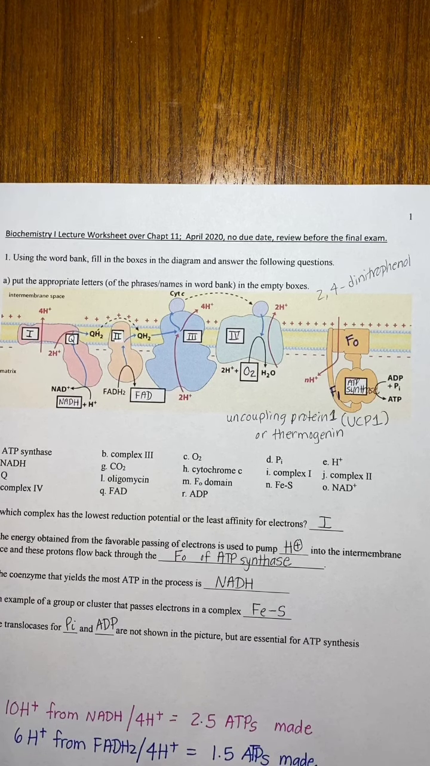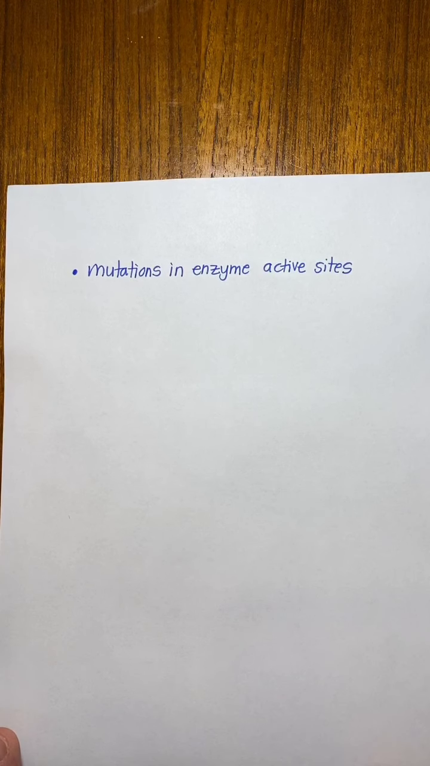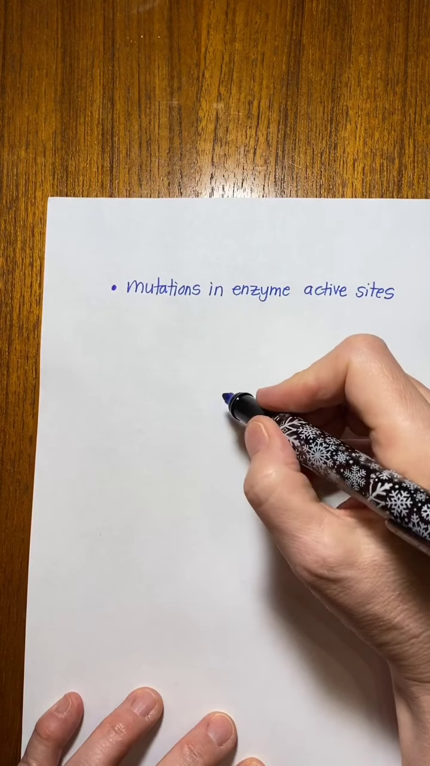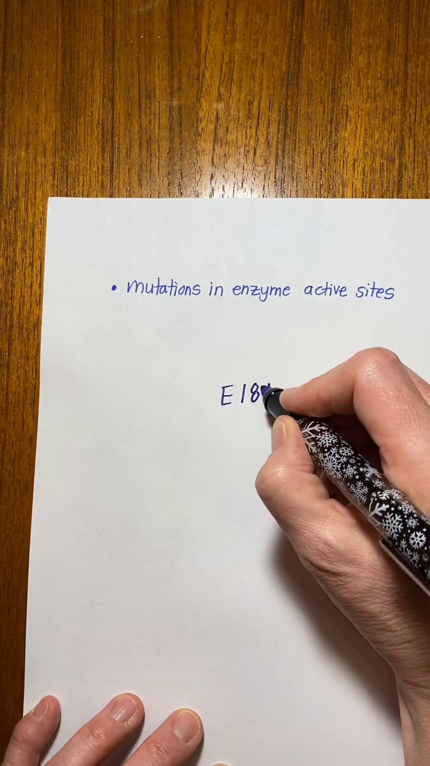Okay, the next topic, the last topic for chapter 11, came from one of the homework questions and I thought it was a really good one: mutations in enzyme active sites. There's a question in the homework for chapter 11 that asks what happens in a certain enzyme if you mutate one of the normal amino acid residues to a different one. So we'll just write that here. I don't have a picture of it, but the mutation was E189A.